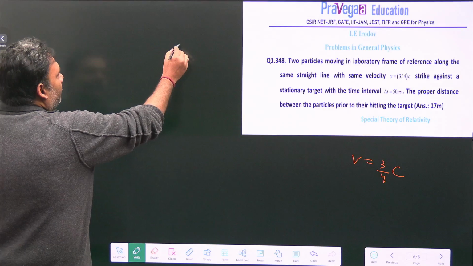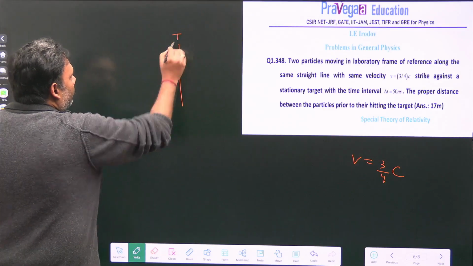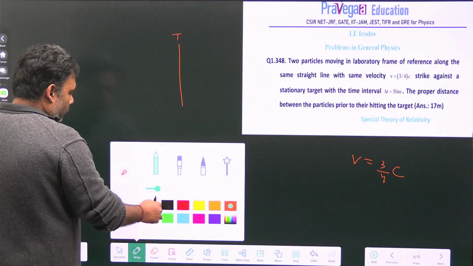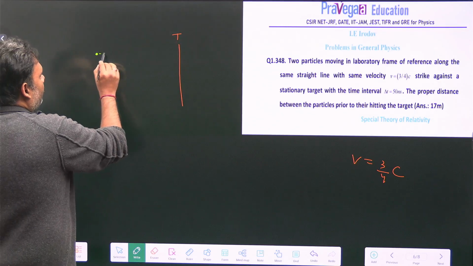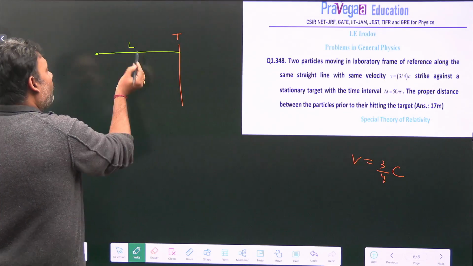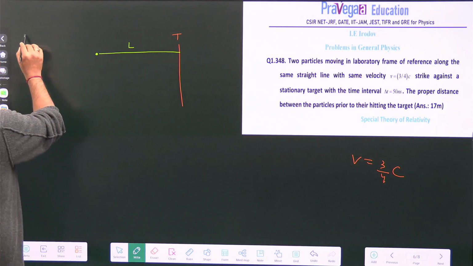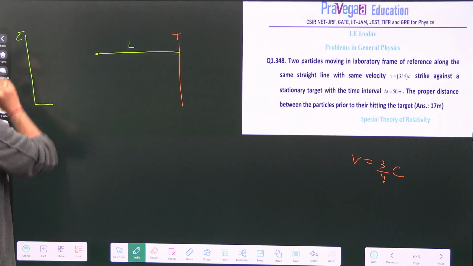Suppose there is a target, and this is your particle 1. Let's say this is your particle 1, and let's say this distance is L with respect to some lab. So I can assume this is my lab.